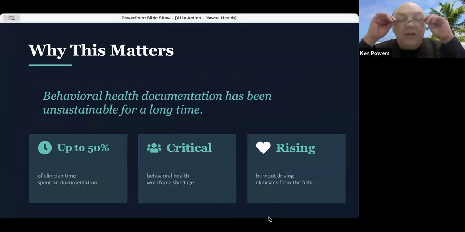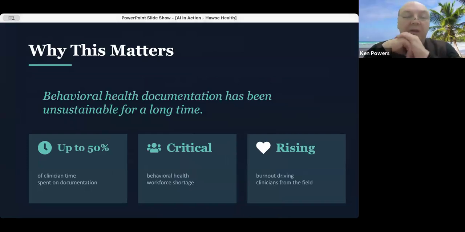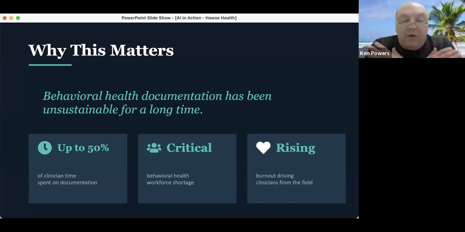So if we can go on to the next slide. Why does all this matter? As many of you know, and are probably here because you are familiar with behavioral health documentation, it's been unsustainable for a long time. Up to 50% of clinician time is spent on documentation. With behavioral health workforce shortages and rising burnout, all of these things lend themselves to the question of what we can do to improve and make things better. And so that's why this matters.